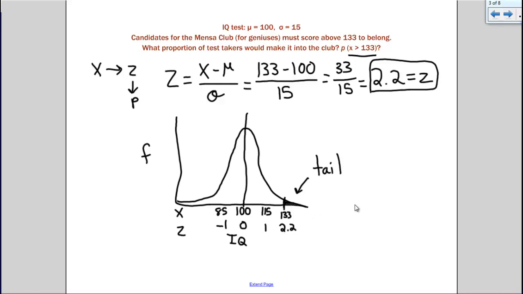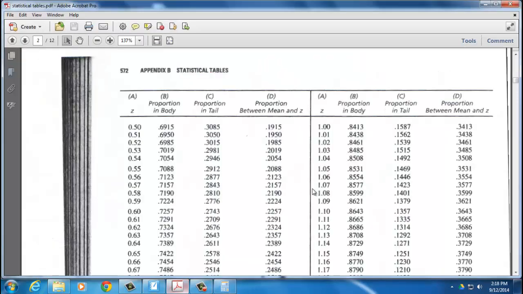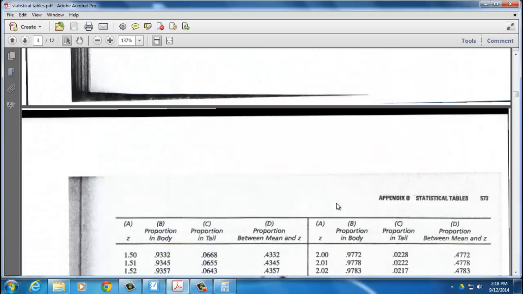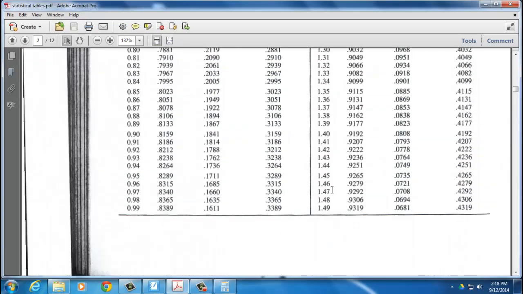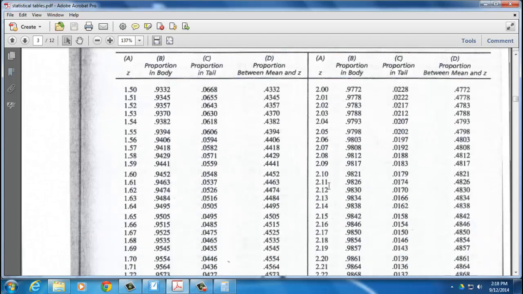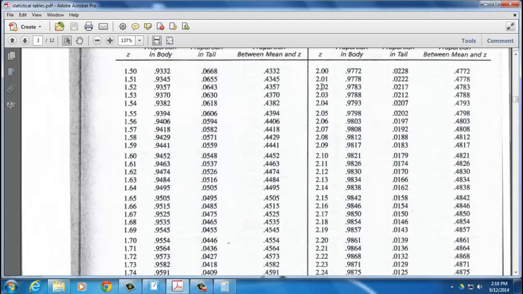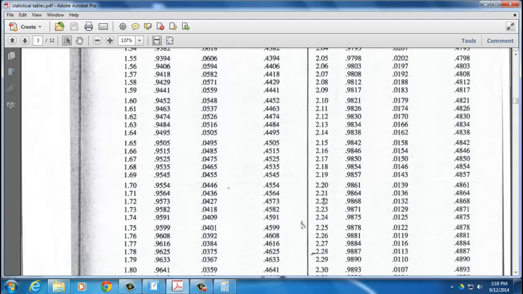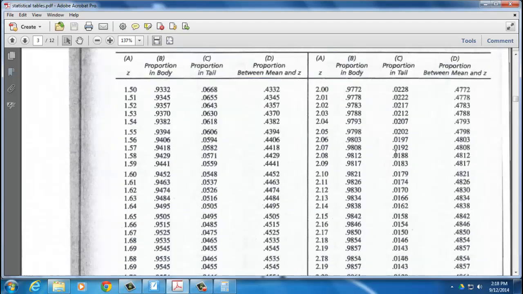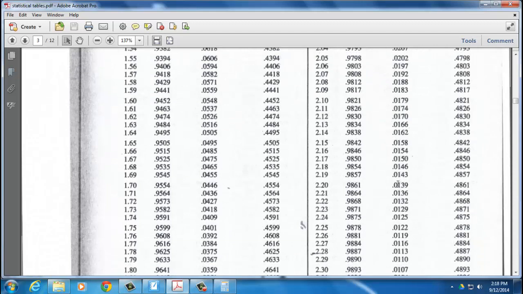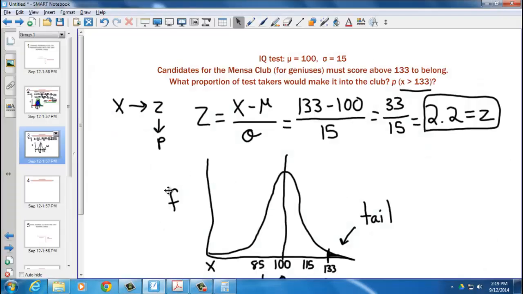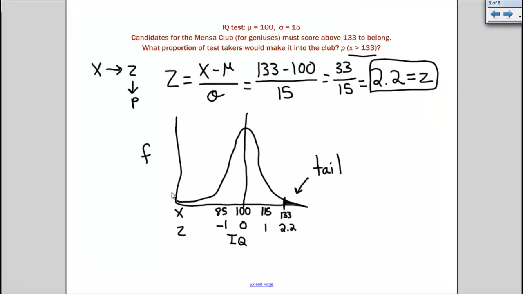So let's go ahead and look at the unit normal table. We're going to find a z-score of 2.2, and then look for the proportion in the tail. So keep on scrolling down. Luckily, these are in numeric order, so that makes it a little easier. 2.2. Not to be confused with 2.02. Be careful. 2.2. Proportion in the tail. 2.2. 0.0139.